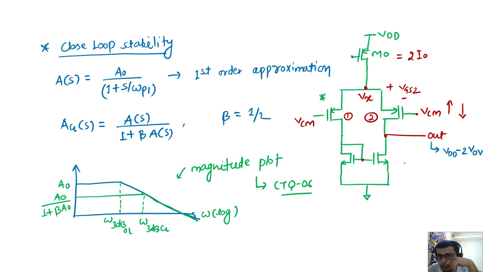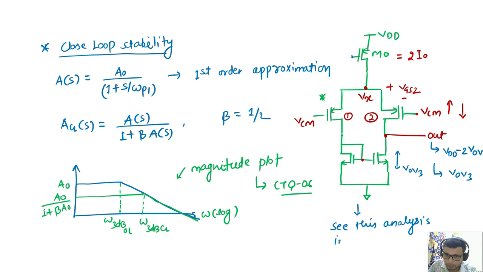Okay, so what minimum can it go? It can go to a minimum of one overdrive, that is of this transistor. This is the overdrive of 3. The minimum it can go is the overdrive of 3. The overdrive of 1, 0 and 2 I considered equal, so I am writing 2 overdrives. So this is the output swing. See this analysis in the 5 transistor OTA series that is already running parallel to this CTQ series. You can see this common mode analysis in great detail.